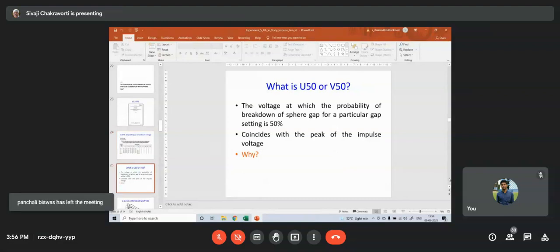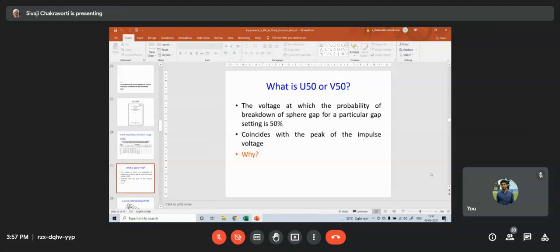I think I discussed it earlier, but still I repeat, what is it? In the case of AC, we measure the RMS voltage. In the case of DC, we measure the average voltage. What do we measure in the case of an impulse voltage? We measure the peak value.